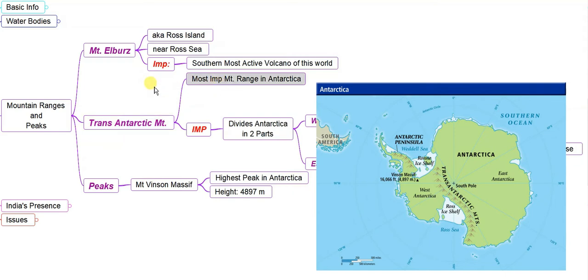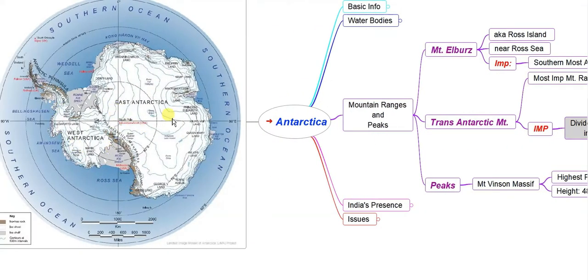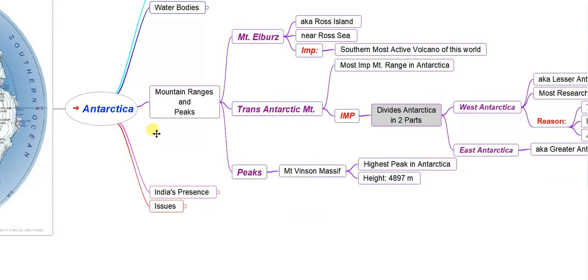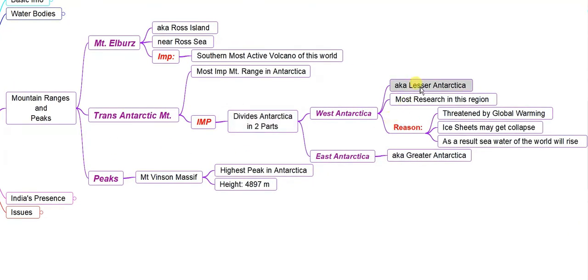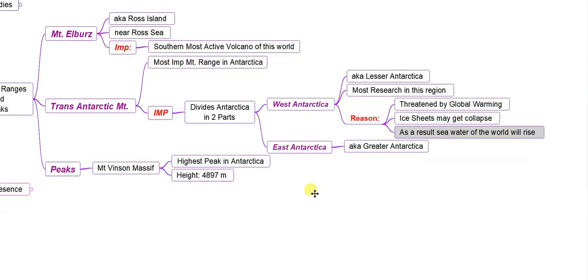Then there are also the Trans-Antarctic Mountains. It is the most important mountain range in Antarctica because it divides Antarctica into two parts: West Antarctica as well as East Antarctica. West Antarctica is also known as Lesser Antarctica, while East Antarctica is known as Greater Antarctica. Most research is being done in this region. अब इसके पीछे का रीज़न क्या है? आज की तारीख में ग्लोबल वार्मिंग इज़ अ मेजर प्रॉब्लम. इफ इशू ऑफ ग्लोबल वार्मिंग राइजेस, then ice sheets may collapse. As a result, sea water of the world will rise.